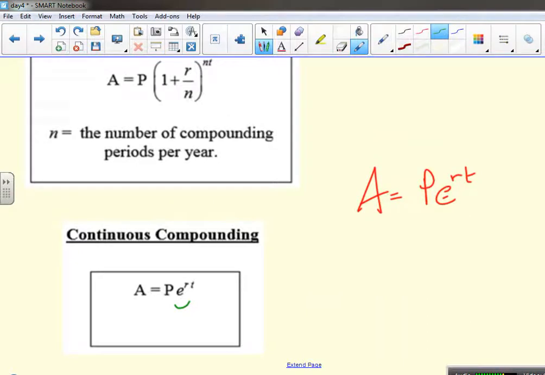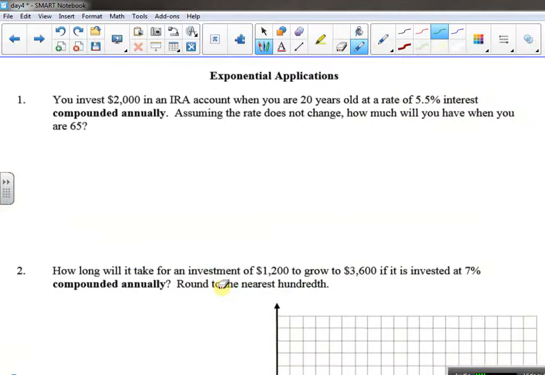A lot of your problems will either require you to substitute into this formula, or they may give you the formula right off the bat and ask you to work with the formula. And that's not uncommon at all. If they give you a formula, then that's what you're going to go with. You're just going to pick up your calculator and start working with the formula. I say calculator because the calculator is going to be important in these problems.